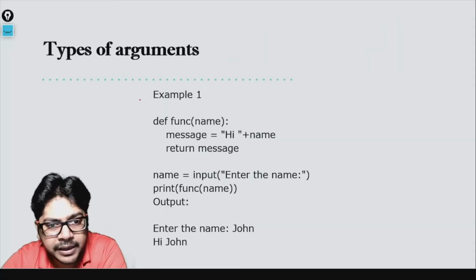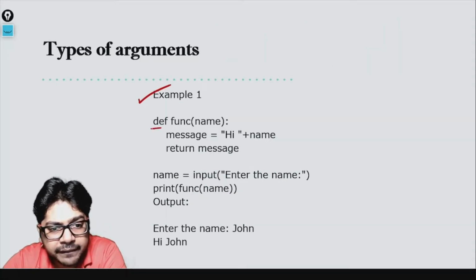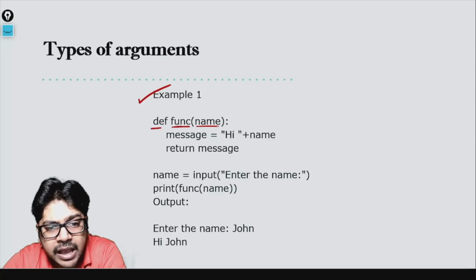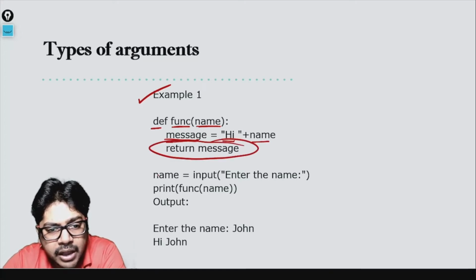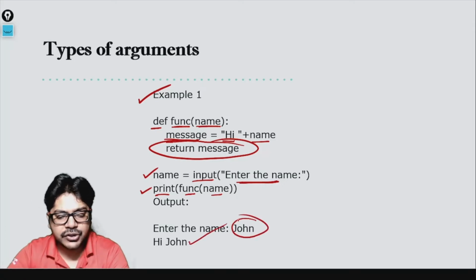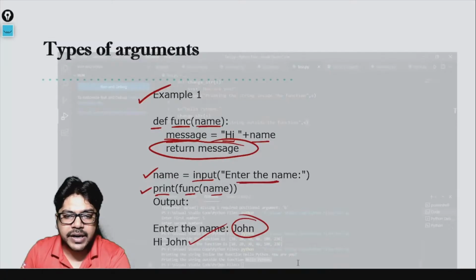Let's take an example here. Example 1: def keyword, function, and we have one parameter, name. We are creating message equal to hi plus name, and we are returning this message. Now here we are taking an input from the user, name equal to input, enter the name, and then we print the function call with name. If I am entering John, it is going to give hi John. Let's write this program and understand it.